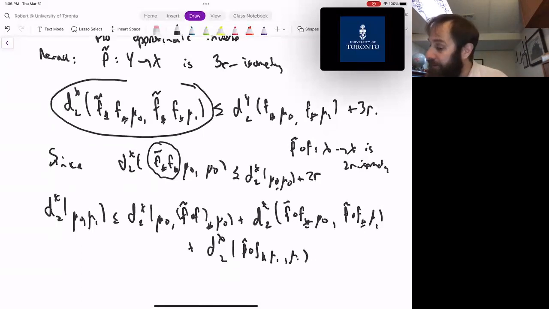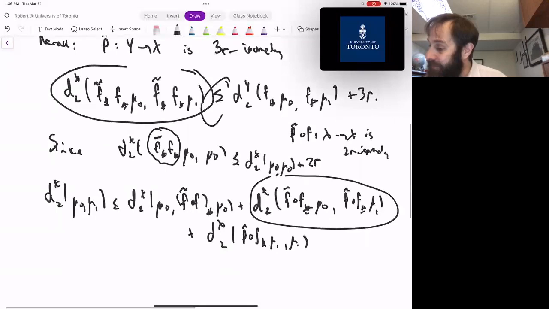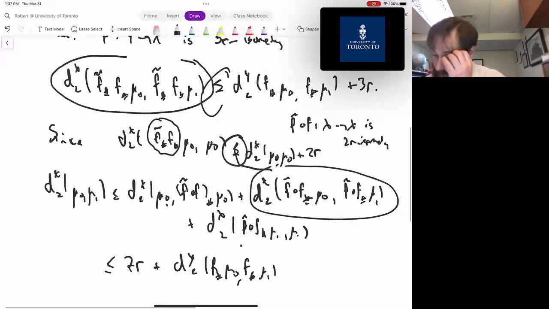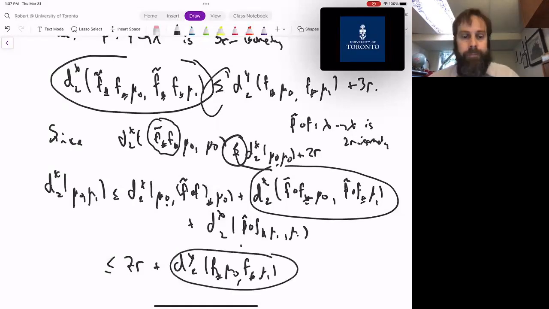And now I've got this upper bound for the middle term here, and I've got a bound like this for both the first and the last term. And so when I add those things together, I get 7R plus distance Y. And that's the lower bound for this quantity that we needed.